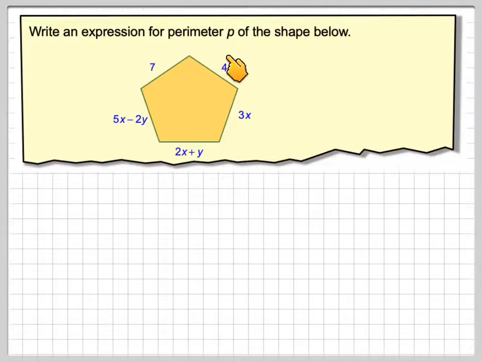Write an expression for the perimeter P of the shape below. Okay, so I'm going to start here and go around the shape. The perimeter is the distance around the outside of the shape.